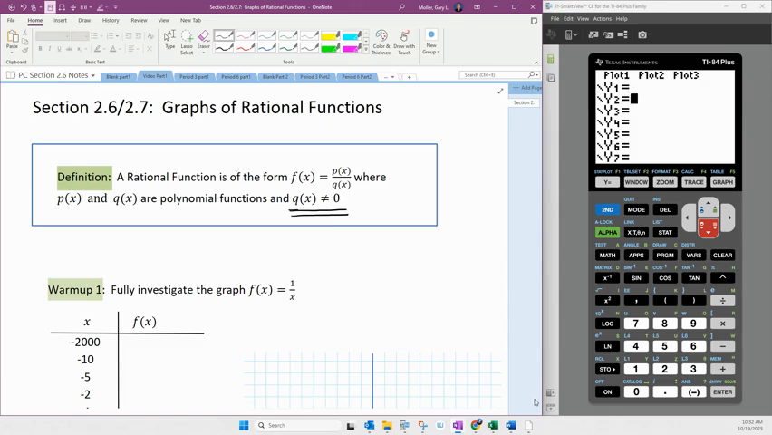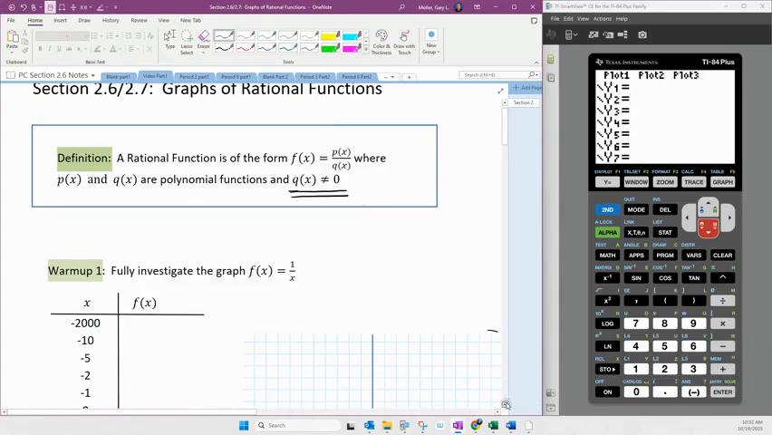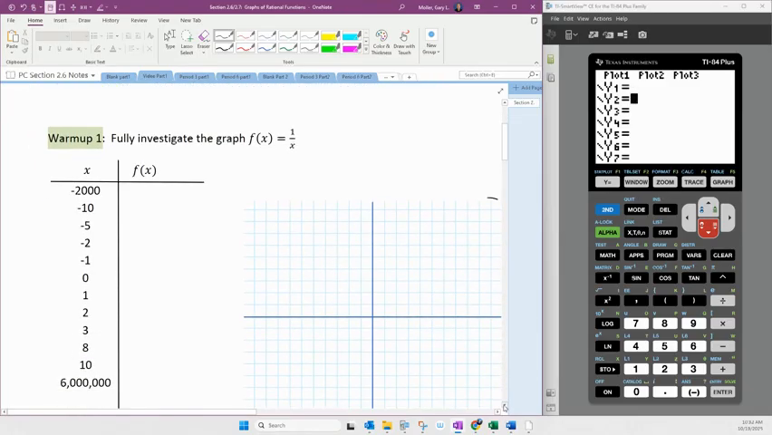All right, so what I'd like to start with, and I'd like you to play along and do this in your notes, is an investigation. I want you to fully investigate 1 over x. Now, I'm going to do some of these by hand. I'm going to start in the middle here. 1 over 0 is undefined, so I don't have an answer there. 1 over 1 is 1. 1 over 2 is a half, then a third, an eighth, a tenth, 1 over 6 million.